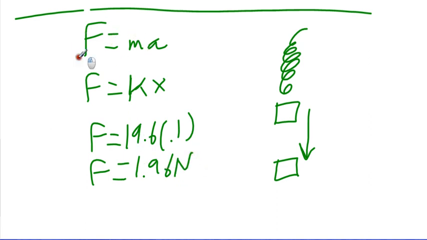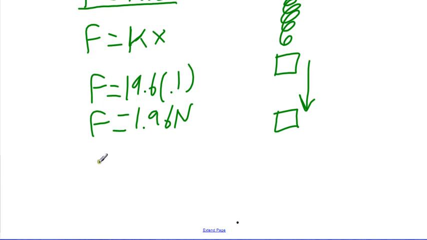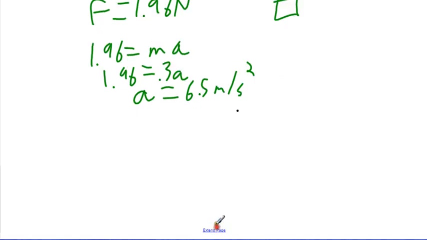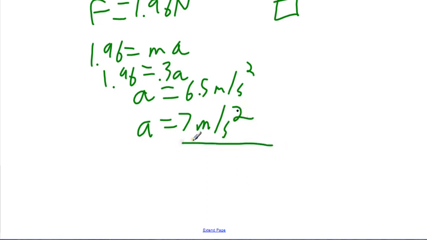And we plug that into our Newton's second law. So we have 1.96 is equal to the mass times acceleration. 1.96 is equal to 0.3 times a. So the maximum acceleration is going to be equal to, I'm sorry, this is 0.3. This will be 6.5 meters per second squared. And if we go back to our sig figs, this is going to be an acceleration of 7 meters per second squared. There you go.